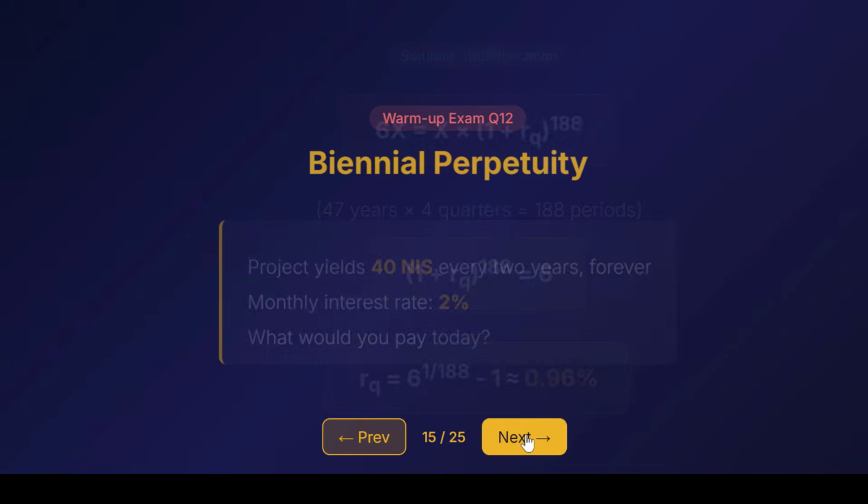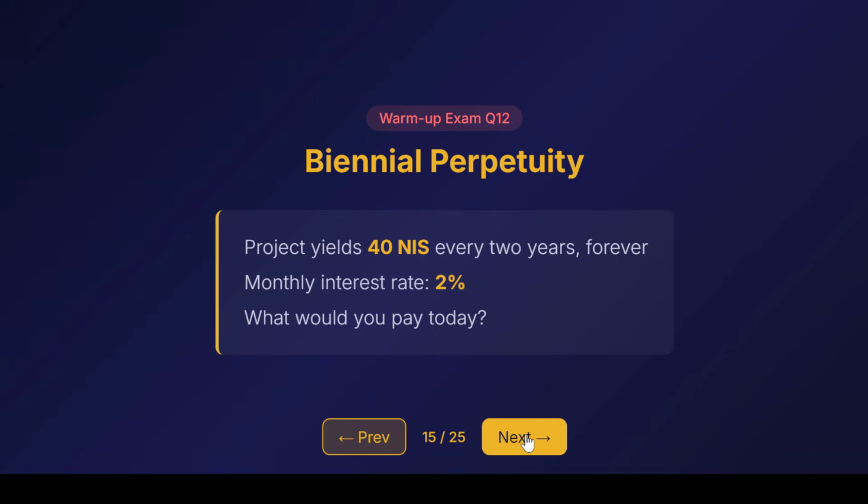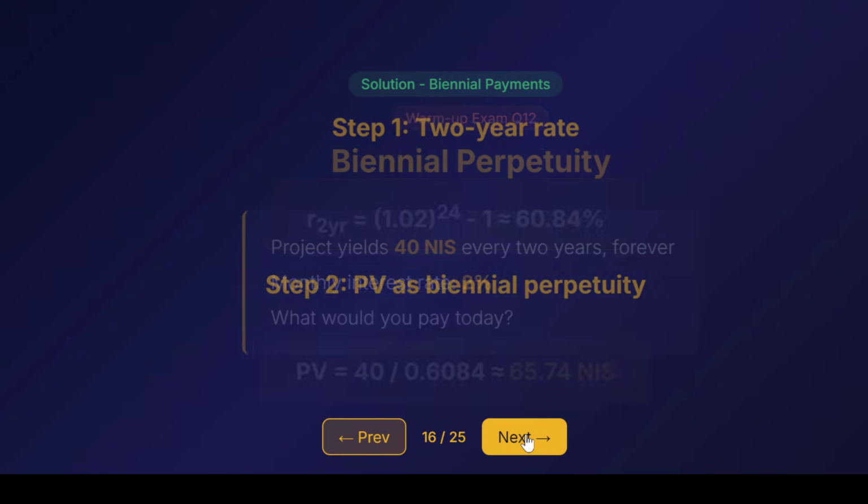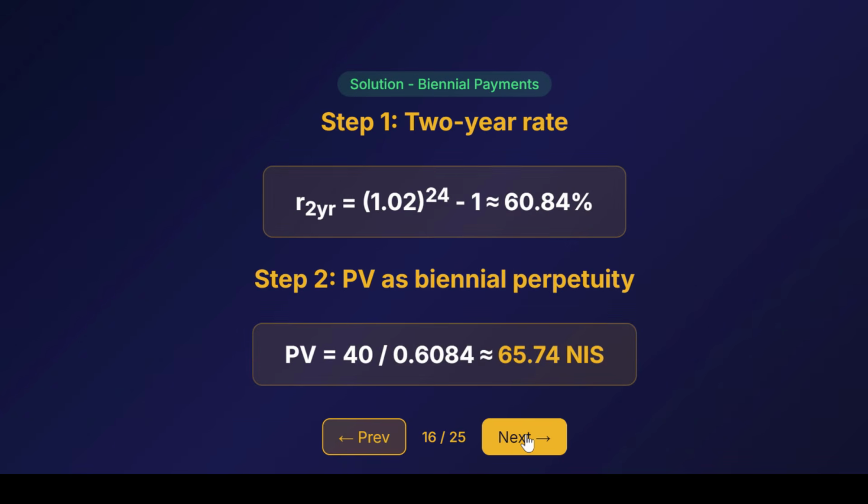Topic 10. Annuity due, beginning of period payments. An annuity due is worth more than an ordinary annuity because each payment earns 1 extra period of interest. For a mortgage of 5,000 shekels for 240 months at 0.25%, the present value is 903,808 shekels. Topic 11. Effective versus nominal rate relationship. The more frequently interest is compounded within a year, the larger the gap between the nominal and effective rates.